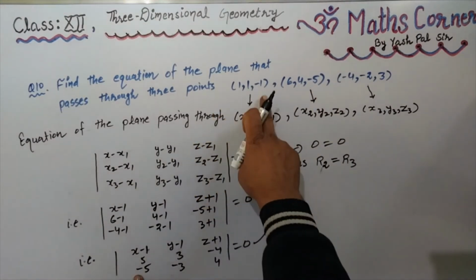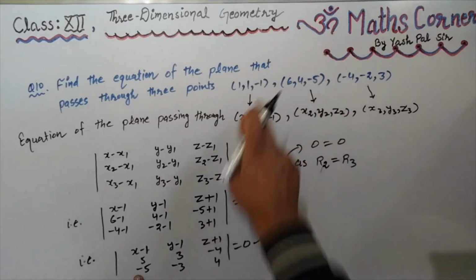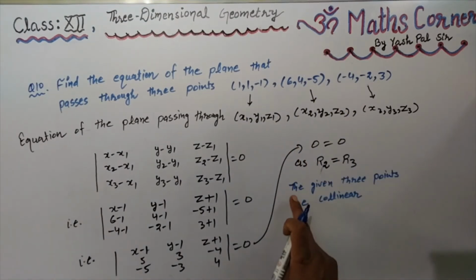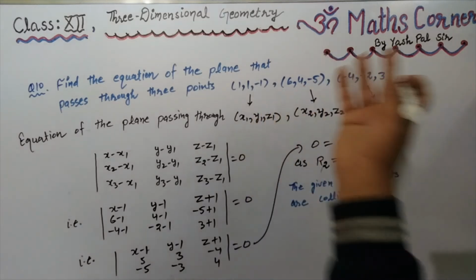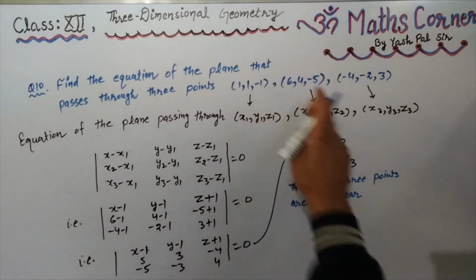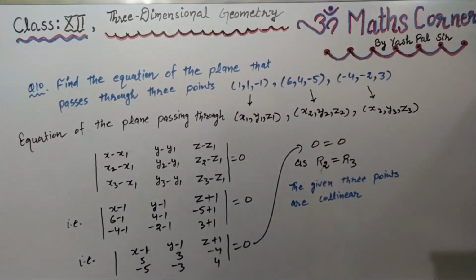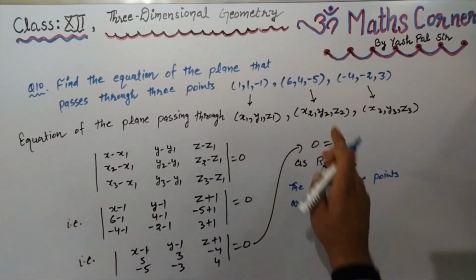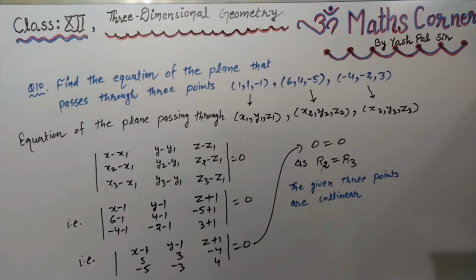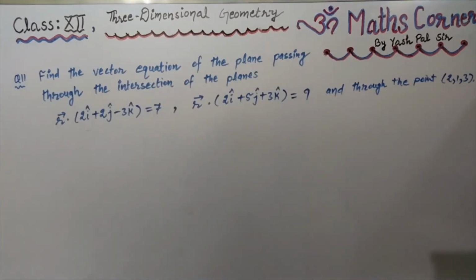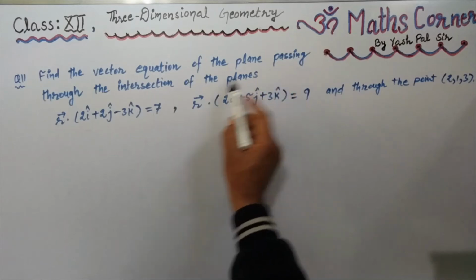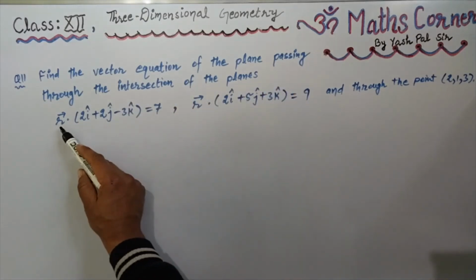The conclusion is we cannot find any plane which passes through these points, or to say there is no plane which can pass through these points. Or in other words, we can say the given 3 points are collinear. We can also say that infinitely many planes pass through the given 3 points, because if they are collinear, it means infinitely many planes can pass through these 3 points.